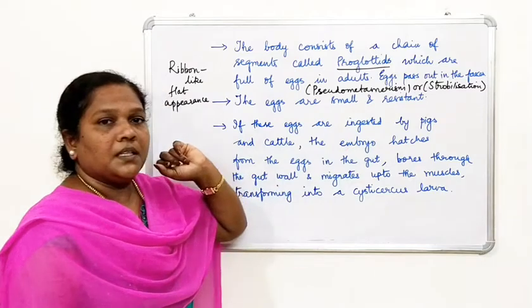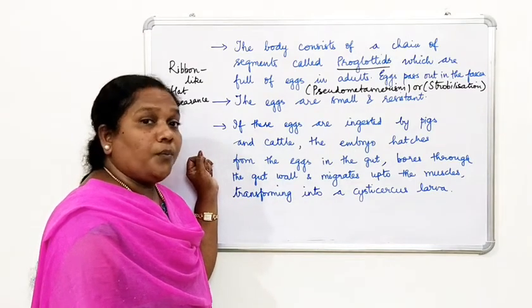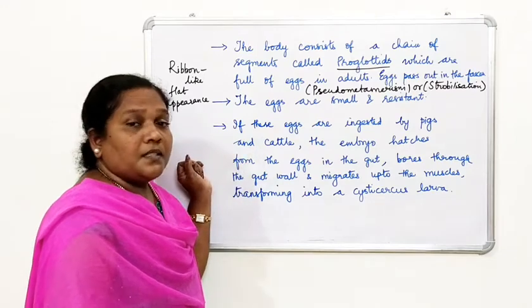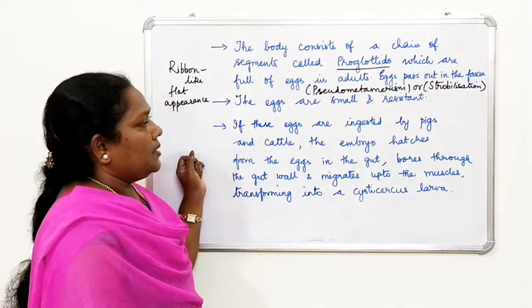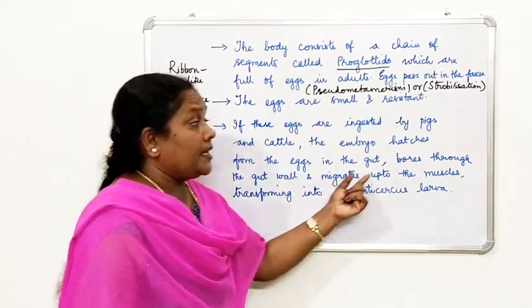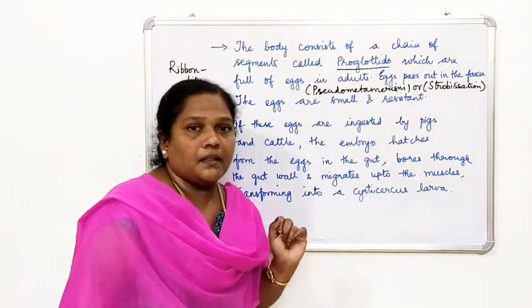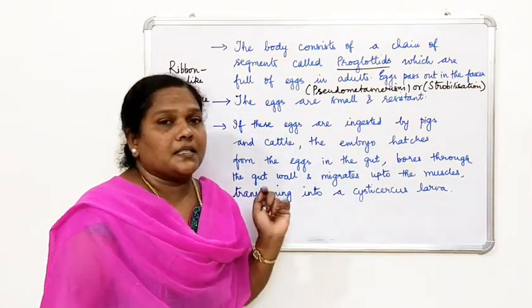Worms. What did we learn? Taenia solium, right? So that is the pork tapeworm. What about cattle? It is the beef tapeworm, Taenia saginata. So the embryo hatches from the eggs in the gut. It bores through the gut wall and migrates up to the muscle. So when it is inside these cattle or pig, it will be inactive.